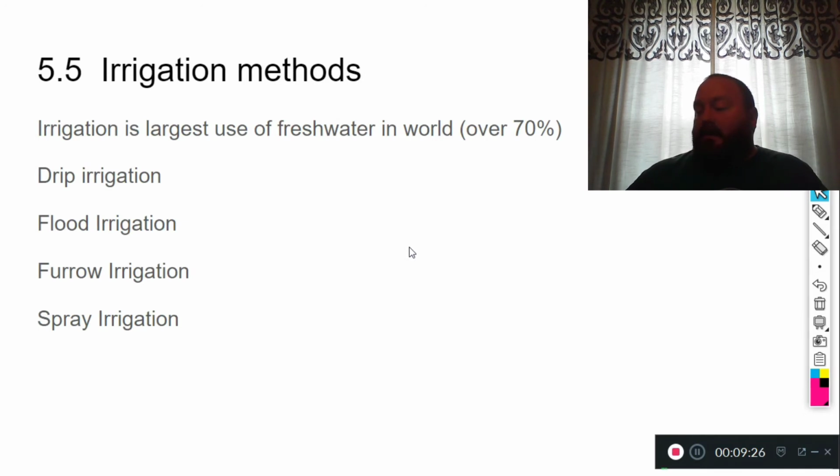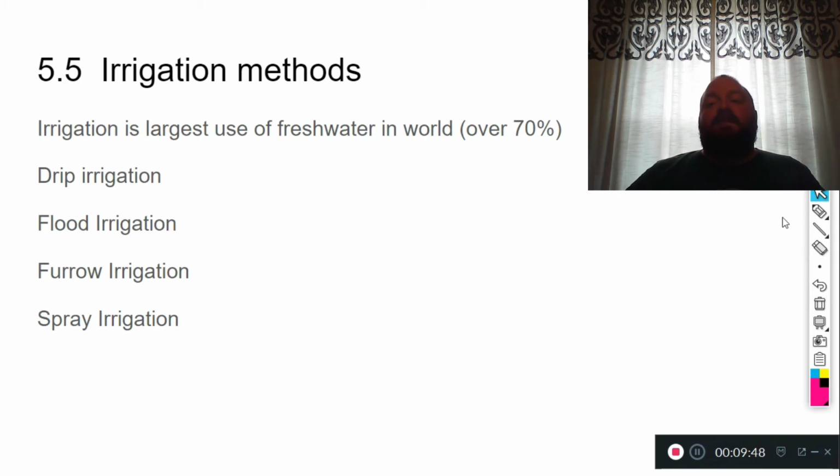So another part of the Green Revolution was using irrigation. So we need to talk about the irrigation methods that we have. Irrigation is the number one consumer of fresh water worldwide. Over 70% of all fresh water used in the world goes towards irrigating crops. And depending on what type of irrigation you're using, it could be efficient or very inefficient.